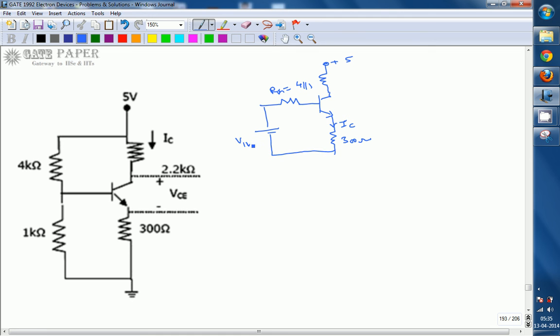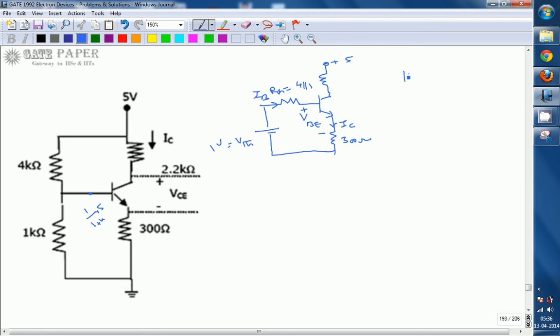VTH is the voltage drop across the 1 kilo ohm. Using the voltage division rule, you can get the voltage across this one as 1 by 1 plus 4 into 5. So 1 by 5 of 5 is VTH, you will get it as 1 volt. This is the VBE if you indicate base to emitter voltage plus minus, and the current flowing through this one is IB.